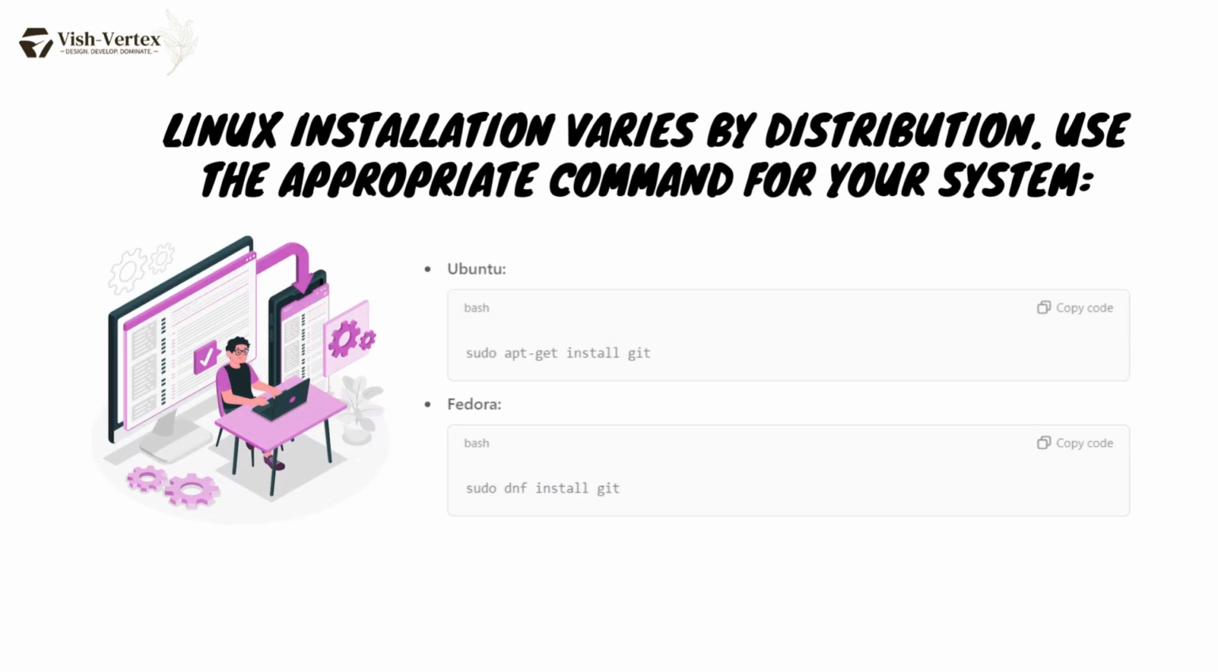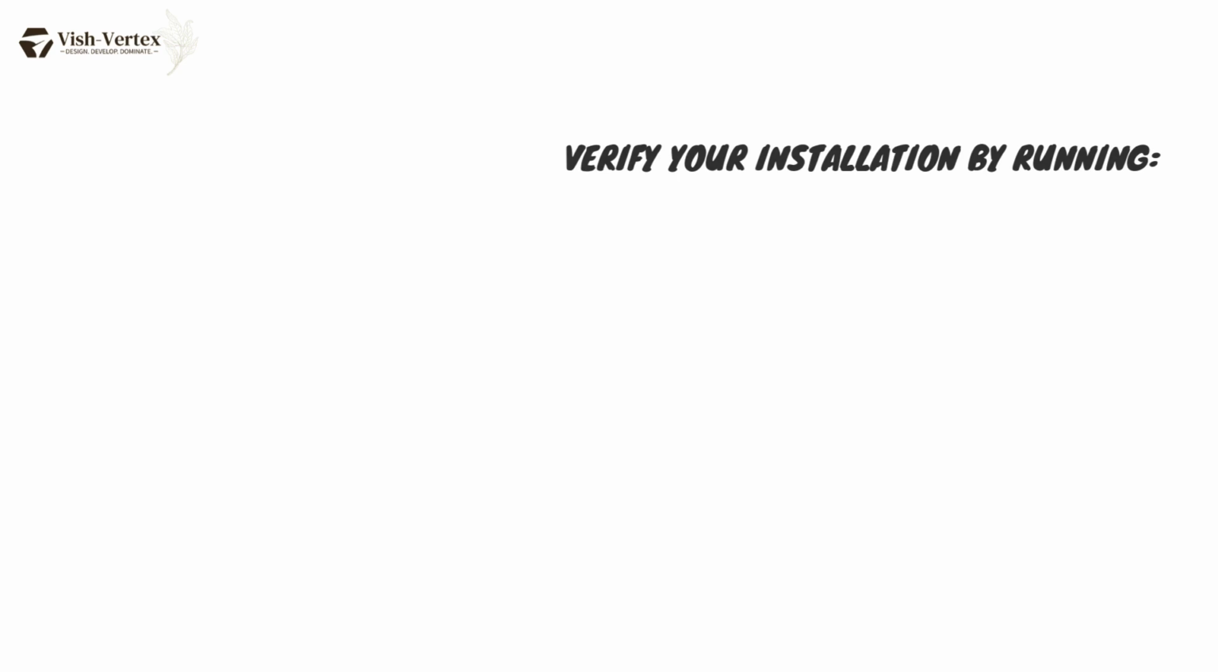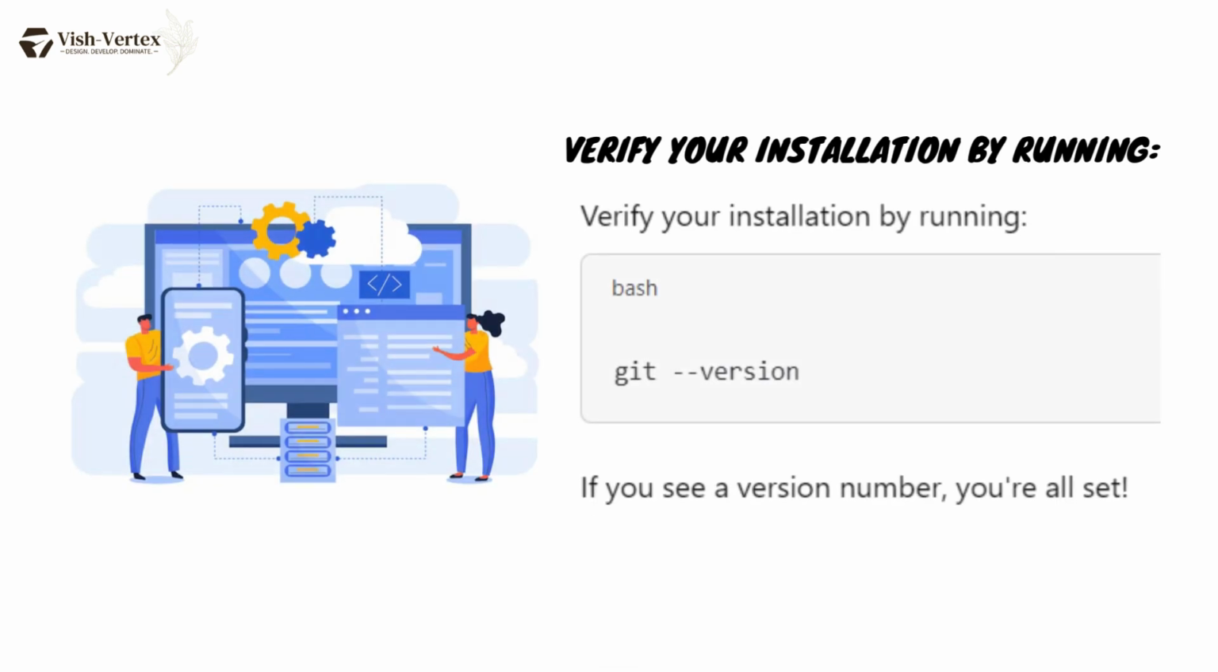And for Linux fans, it really depends on your distribution. For Ubuntu, just open your terminal and type sudo apt-get install git. If you're using Fedora, you'll want to use sudo dnf install git. See? Easy peasy. Once you've got Git installed, you can check if it's working by typing git --version in your command line. If you see a version number, you're golden.